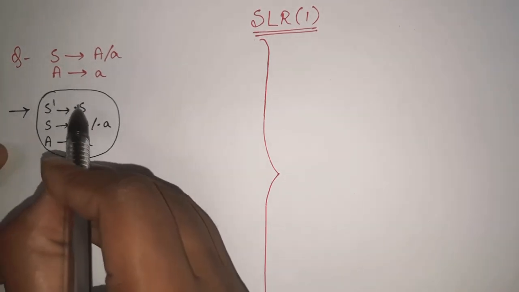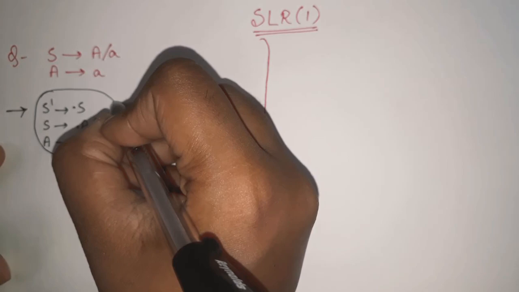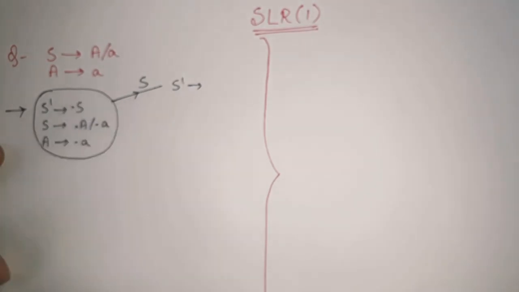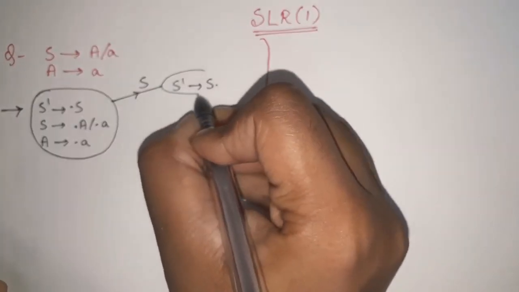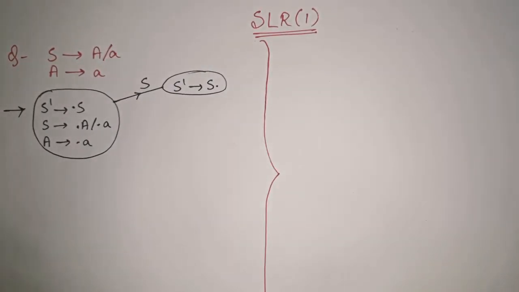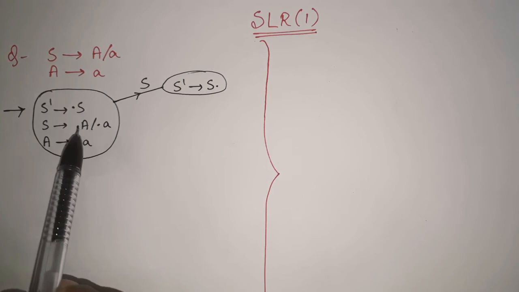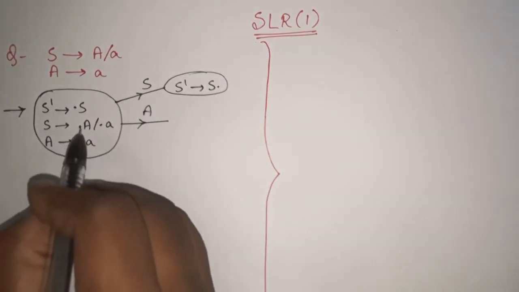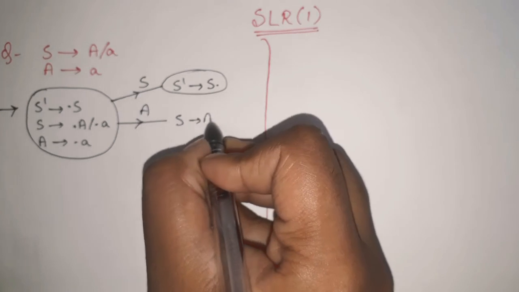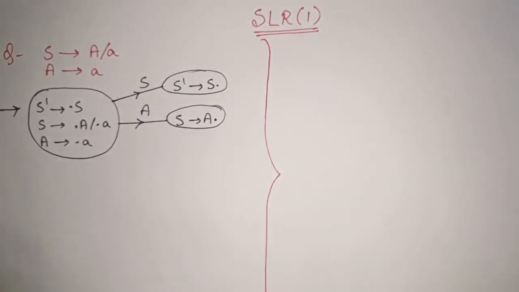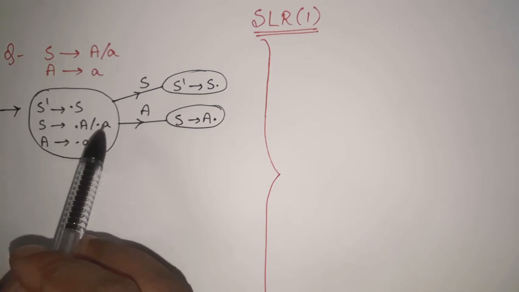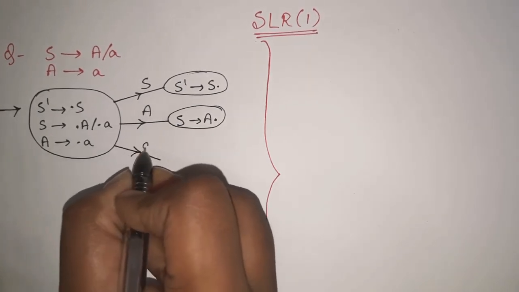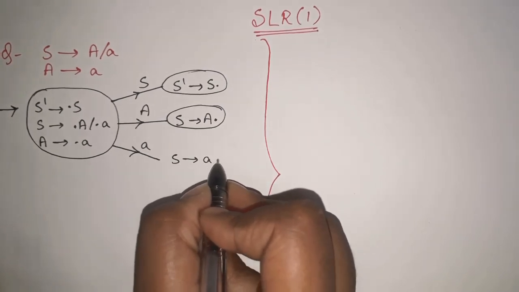Now after dot, S is there, it is a variable, so for that I have to make another state. So S' gives, now S dot will come after S. So I will get S' gives S dot. Fine. This is my second state. Now for the third state, here after dot I am having capital A, so I have to parse capital A. So parsing capital A, I will get S gives A dot. Fine. Now S gives dot small a, so I have to parse small a. So parsing small a, I will get S gives a dot. Fine.